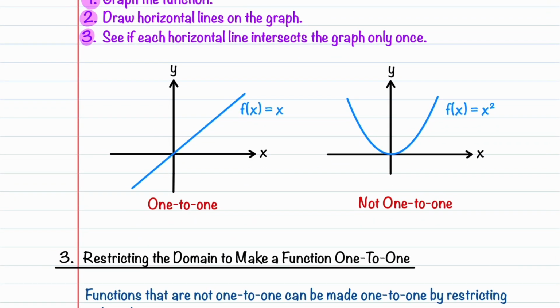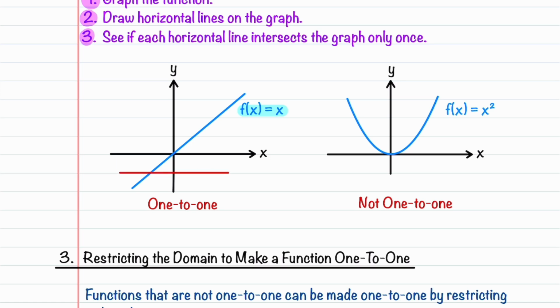Let's see how this works in the same functions that we looked at on the previous page. Our function on the left is f of x equals x. To determine if it's one-to-one, I know we already know that it is, but let's use the horizontal line test to see. What we're going to do is take a horizontal line and draw it on the graph.